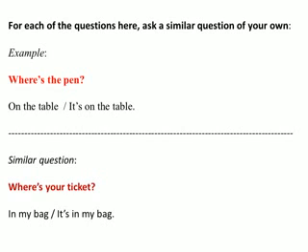Where is the pen? You may answer in the short phrase, "on the table." Or, you may use a full sentence and say, "It's on the table." A similar question could be, "Where is the ticket?" The answer could be, "In the bag," or, "It's in the bag."